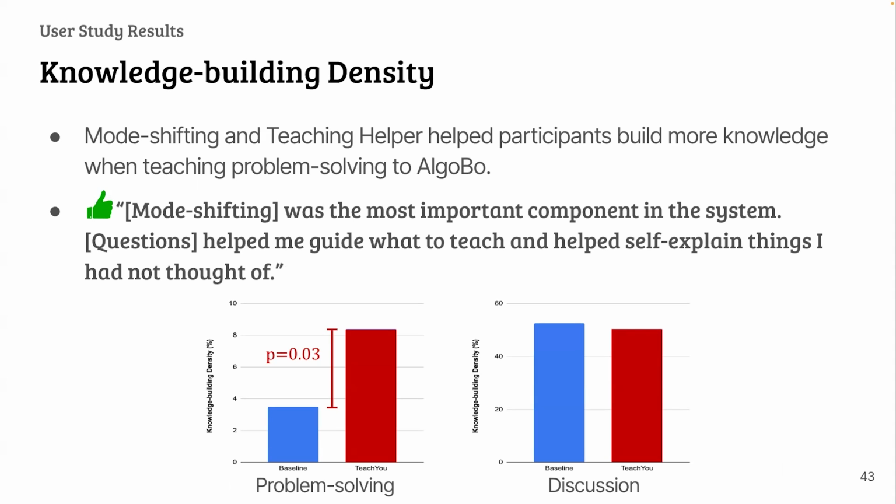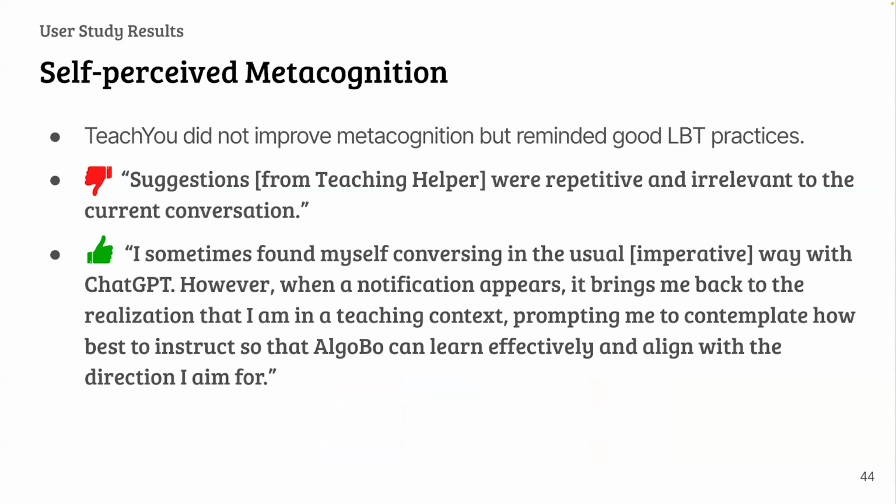We found that mode shifting and Teaching Helper help participants build more knowledge when teaching problem solving to AlgoBo. Through a conversation analysis, we found that AlgoBo and participants tended to prompt each other to expand knowledge more frequently when mode shifting was present. For self-perceived metacognition, we could not observe a significant difference between the conditions. Nevertheless, some participants remarked Teaching Helper raised awareness about the learning context and stimulated their metacognitive thinking on teaching.